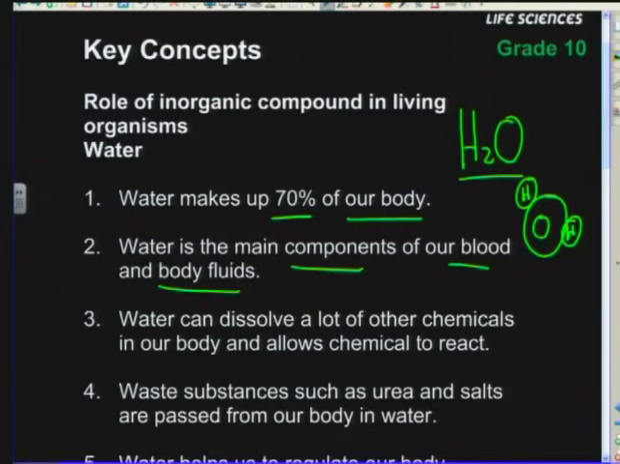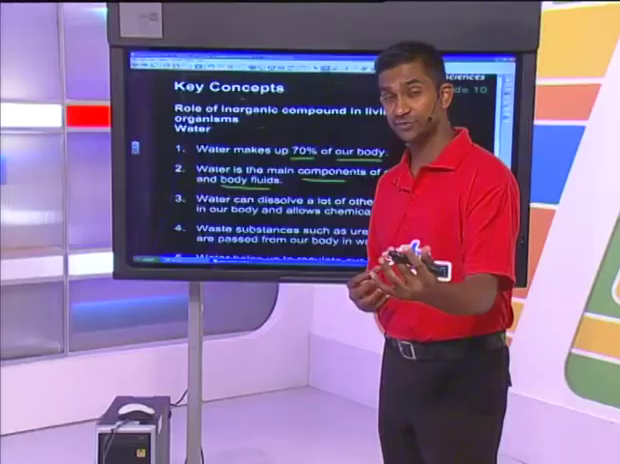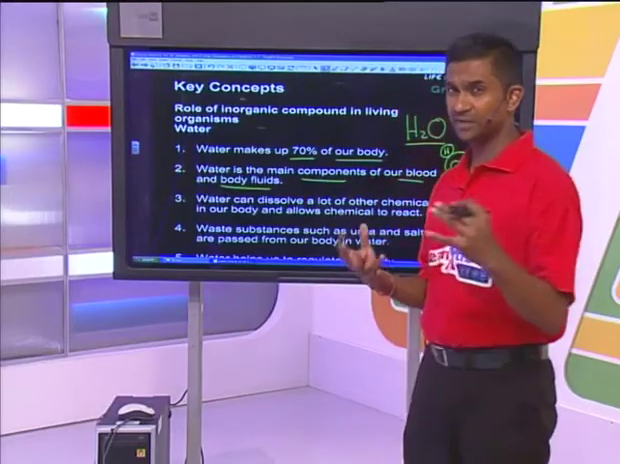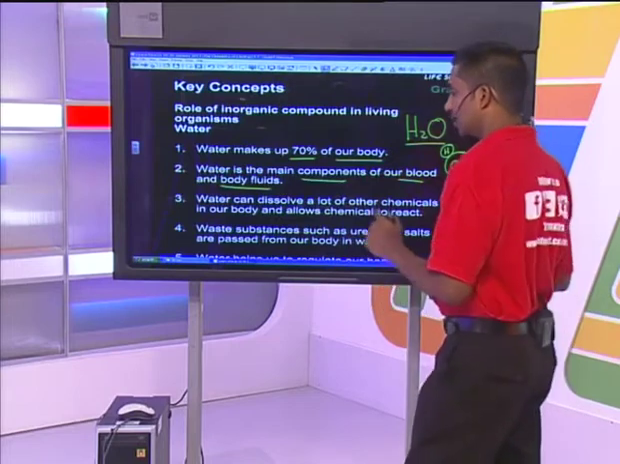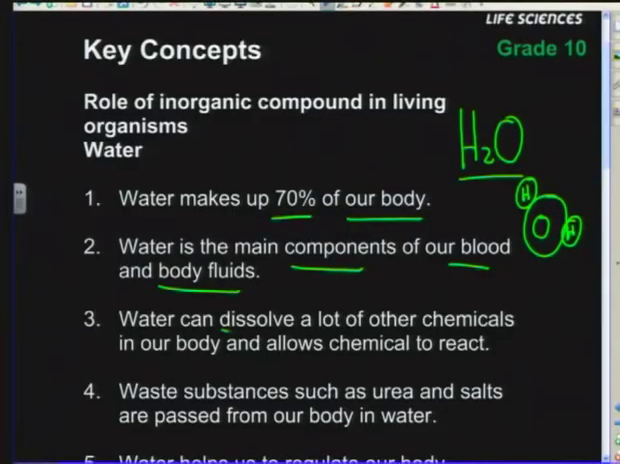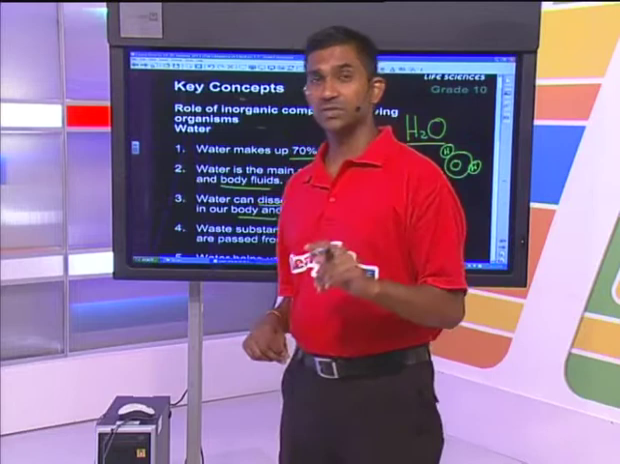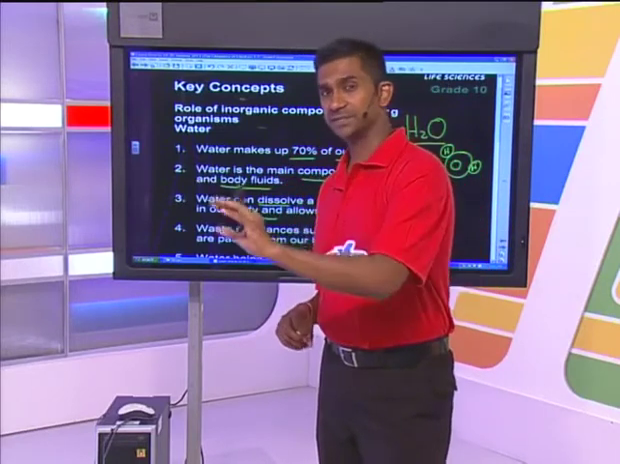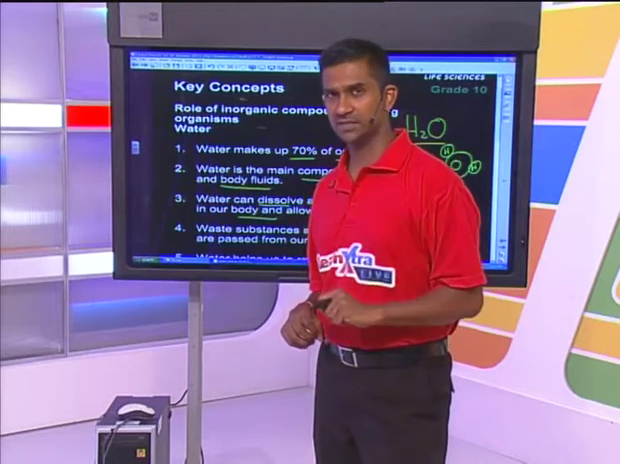A large percentage of blood is actually water, and the body fluid that we have in our body surrounding the cells and tissue is essentially made up of water. So if we talk of tissue fluid, the composition of tissue fluid is water. So water plays a very important role in our bodies. Water is also important in dissolving other chemicals in our body, and it allows for chemical reactions to take place. So we refer to water as a universal solvent in which other substances can dissolve or other solutes can dissolve.